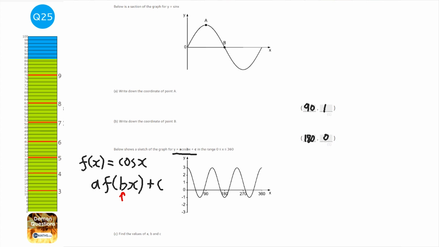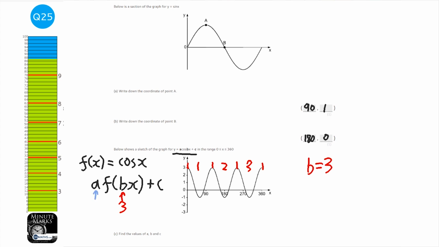So let's have a look at what we've got. A normal curve would start here and end at this point here. But we've got not just one of them, we've got three of them between 0 and 360. So we've got 1, 2, 3. That means that it's squishing in 3. So b equals 3.